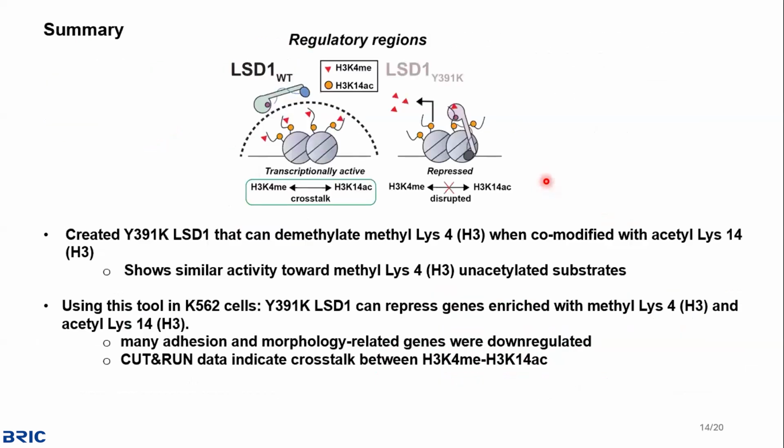So basically, in summary, we created this Y2K mutant LSD1 that is capable of removing the methyl groups on lysine 4 of histone when the histones are co-modified with lysine 14 acetylation. And we did that just to understand the biological function of this crosstalk between lysine 14 acetylation and methylation of lysine 4 on the same histone protein. And what we found is that a lot of these genes that are presumably co-modified are related to cell adhesion and morphology. And CUT&RUN data indeed indicate this crosstalk between these two marks.